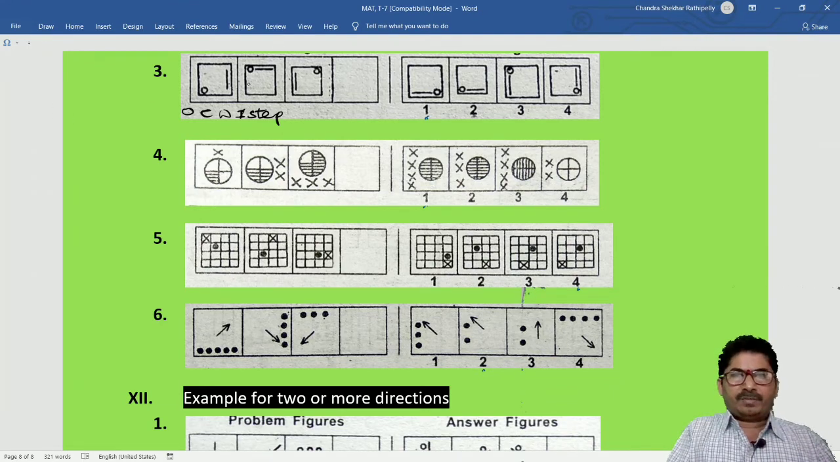Next, this line, we have to identify the line here to this, clockwise or anti-clockwise rotation. The line is anti-clockwise, here to here. So one step, this is also one step, so here next will come. So option 1 is absolutely correct.